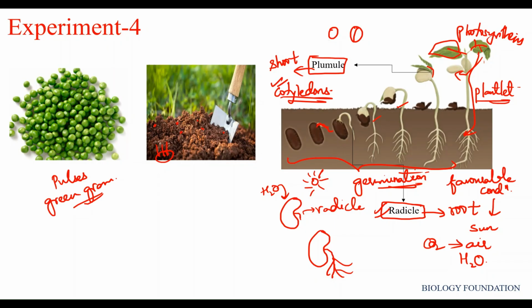Okay, so you can understand seed germination by a simple experiment where you can take pulses, green gram, red gram, or peas, sow them in the soil and provide proper water and put the pot towards sunlight, and you can see that after 2 days sprouting is seen. That means germination takes place, and after 1 or 2 weeks, you observe that plantlets start developing. So seed germination is observed.